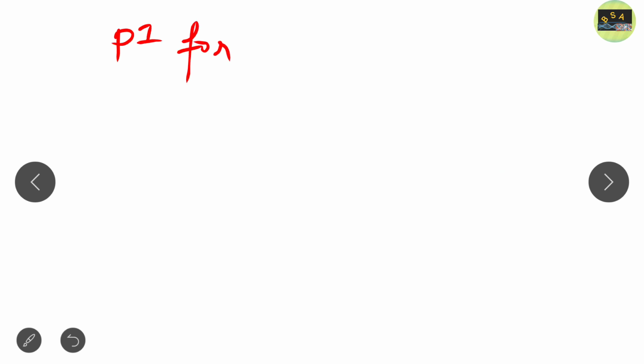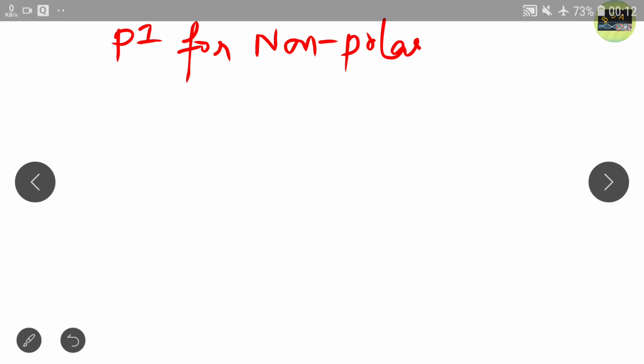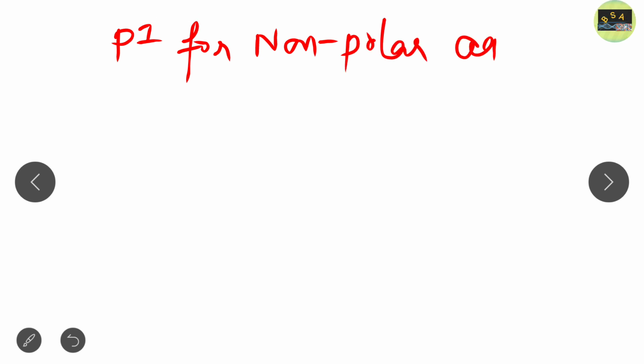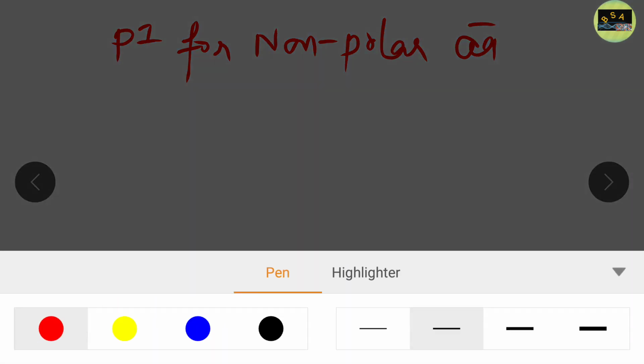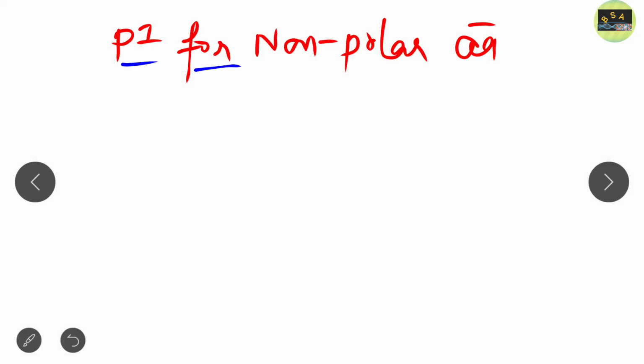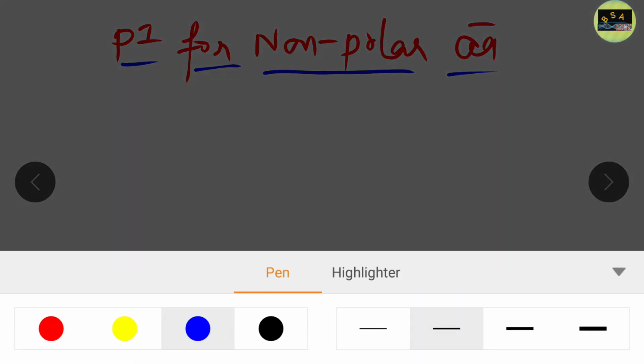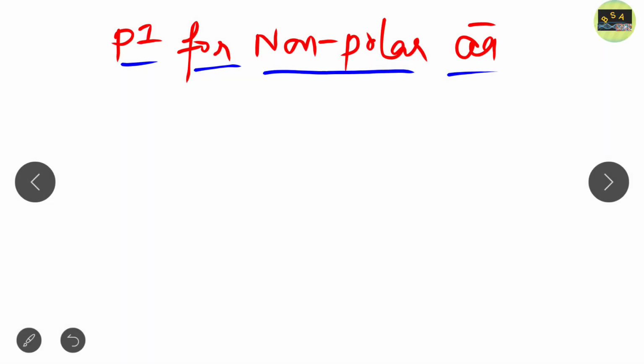Isoelectric point for non-polar amino acid. How can we calculate the isoelectric point for a non-polar amino acid? First of all, please take a copy and pen, and draw with me, calculate with me, then you will get a clear idea.